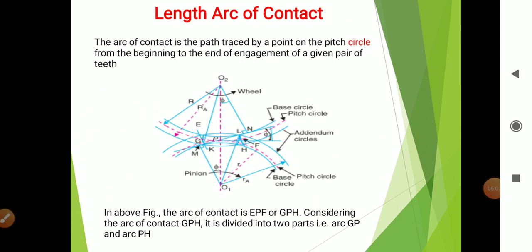So we are going to see the value of RGP. Afterwards we are going to see the value of RPH, and we combine these two terms to get the value of RGPH.